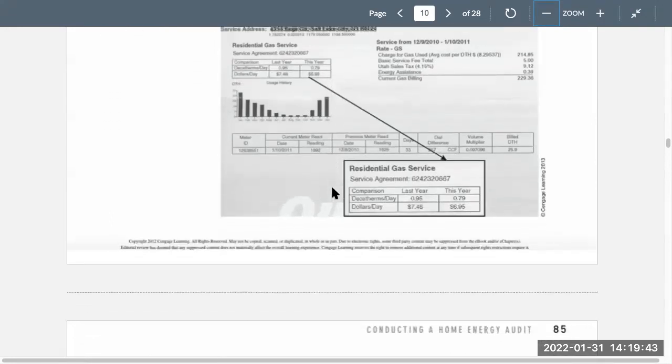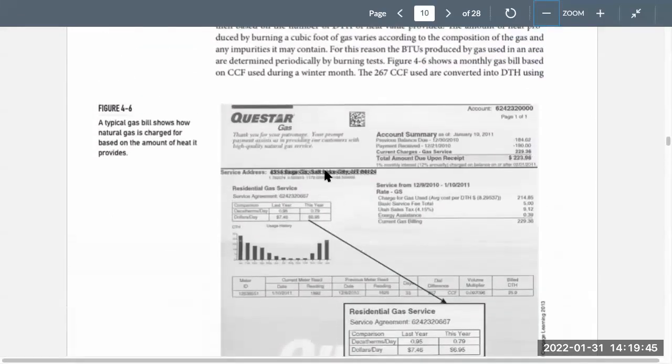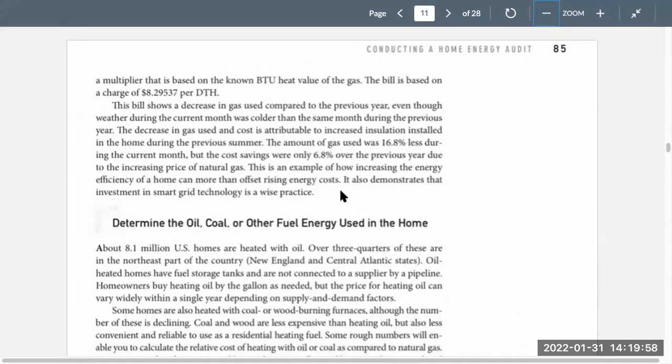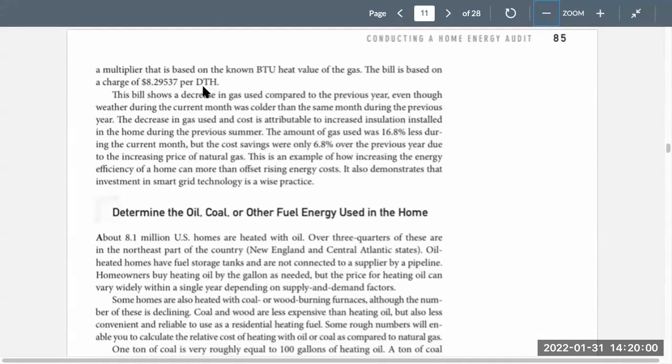And that's one of the problems with gas: solar panels don't replace gas, but they do replace electric heat, electric stoves, electric dryers. So gas is going to be measured in decatherms.